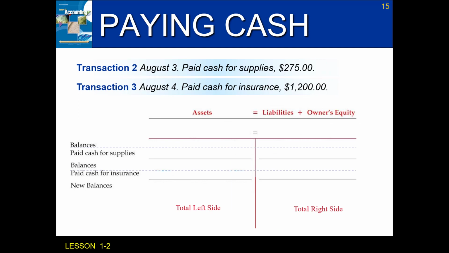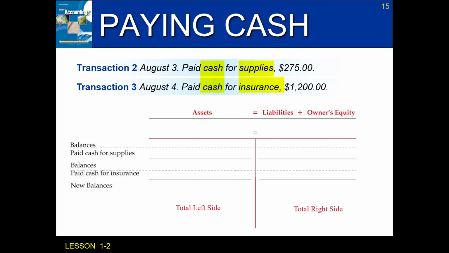The next two transactions deal with paying cash for supplies and paying cash for insurance. So I'm going to highlight my keywords here. I see a keyword of cash, I see a keyword of supplies, a keyword of cash, and a keyword of insurance. And I'm going to write the specific account titles underneath what type of account they are.